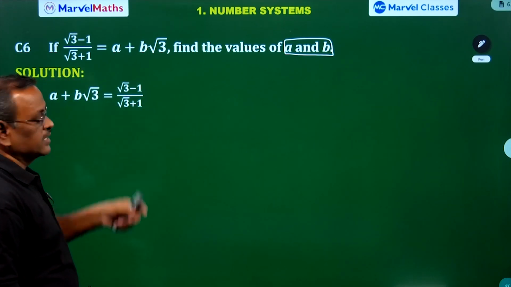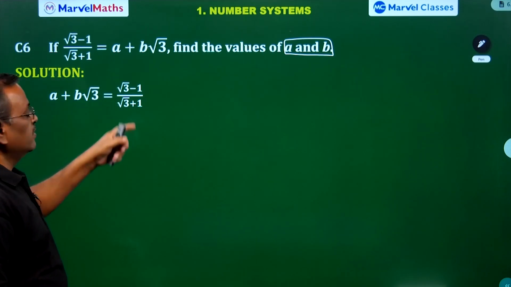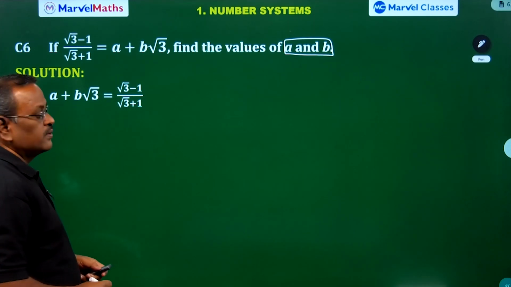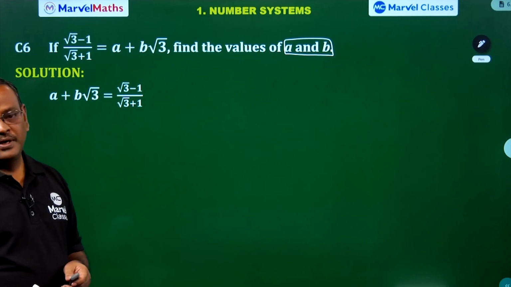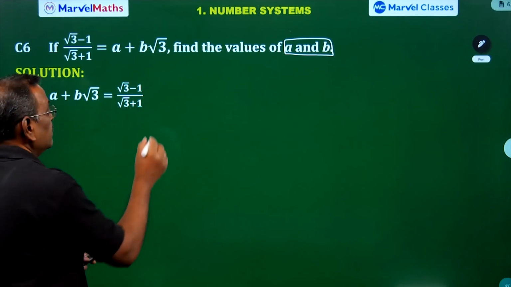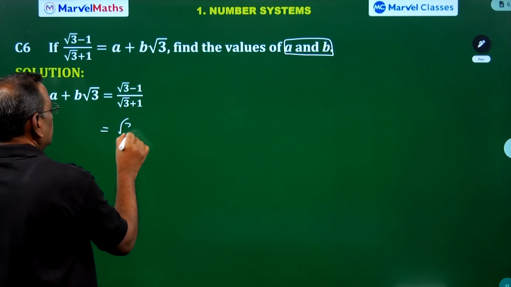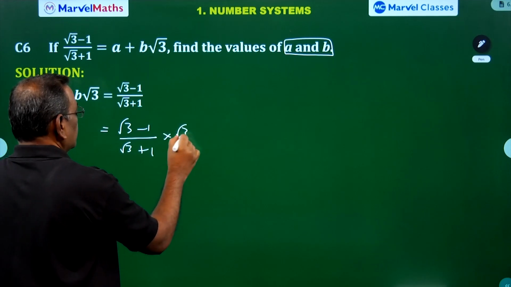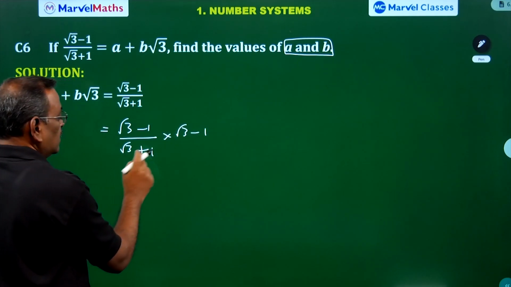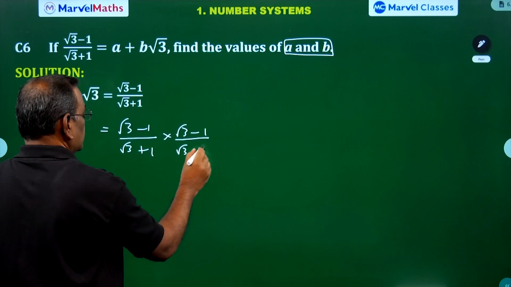If you rewrite this expression, a plus b root 3 equal to (root 3 minus 1) by (root 3 plus 1). As usual, the denominator is a binomial, so multiply and divide by the conjugate of the denominator. Clear? Now (root 3 minus 1) by (root 3 plus 1) into the conjugate of this, which is (root 3 minus 1) by (root 3 minus 1).